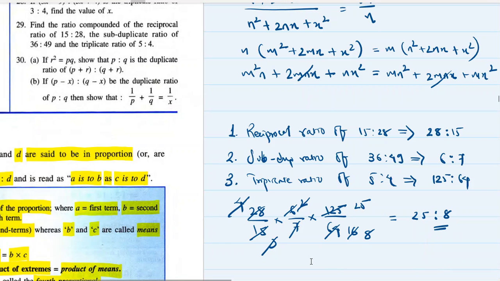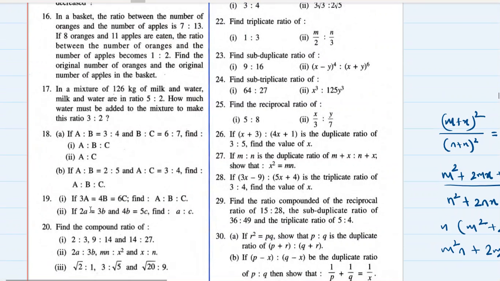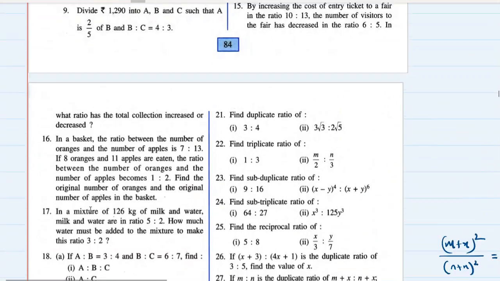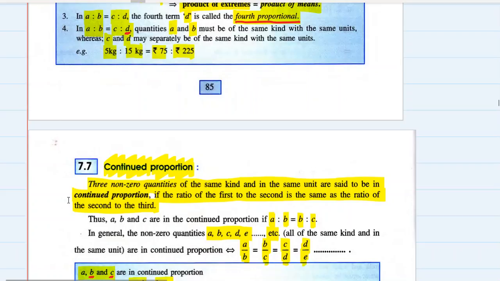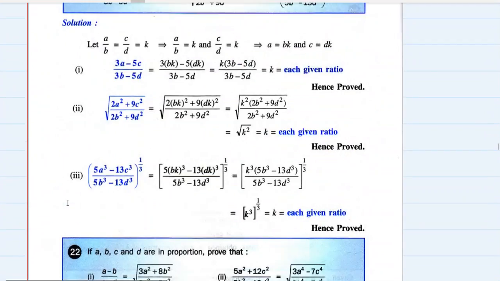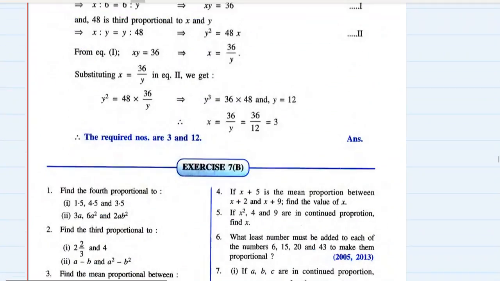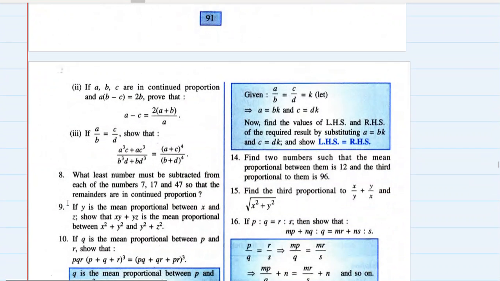Yes, sir, it's correct. Okay. Did you understand? Yes, sir. Great. Any other doubt in 7A? Great. We'll go to 7B. Yes, please tell me if you have any doubts in 7B.